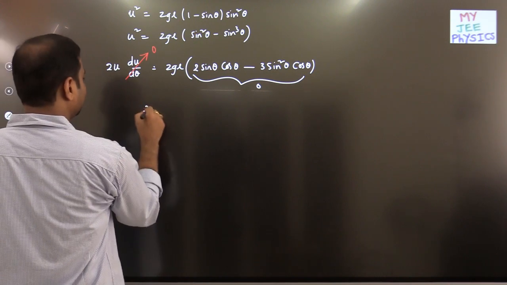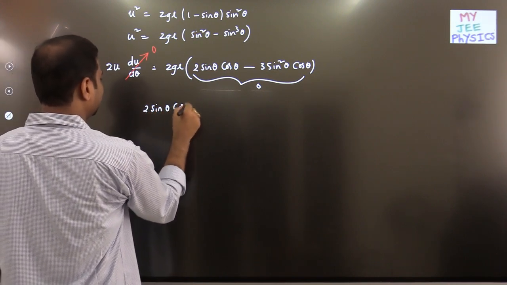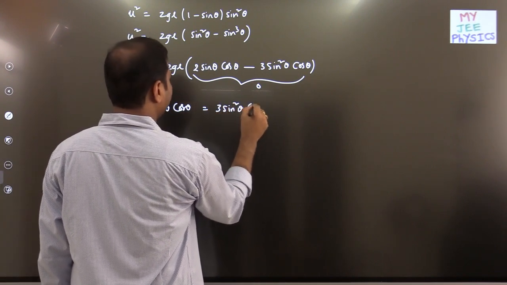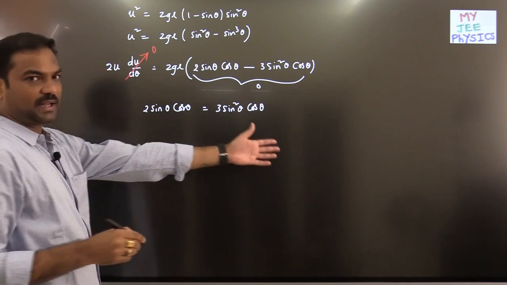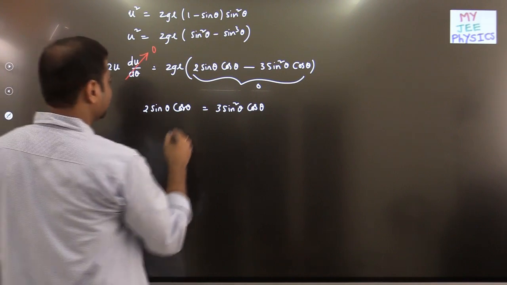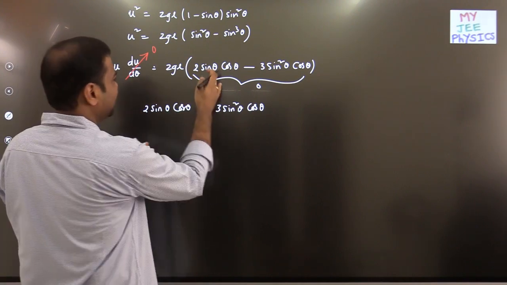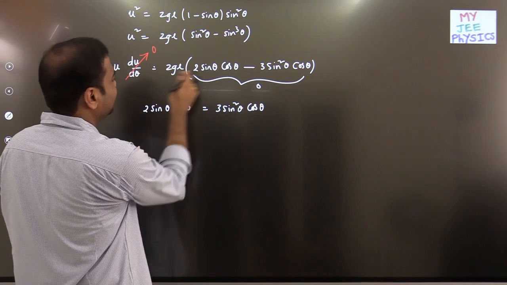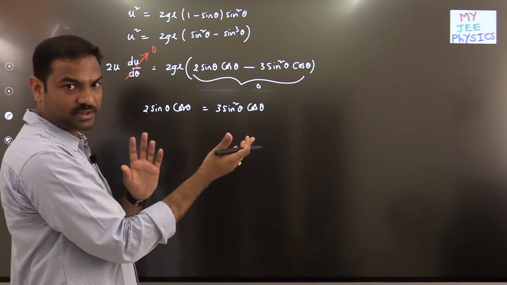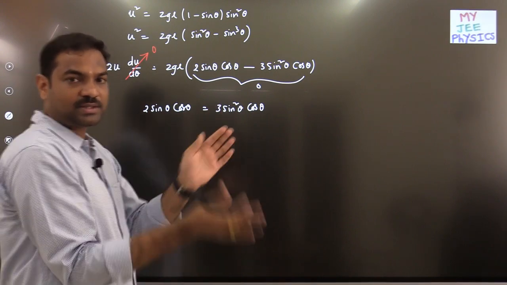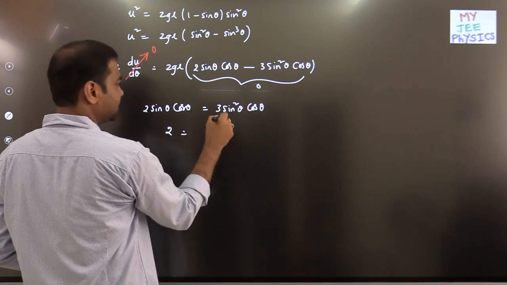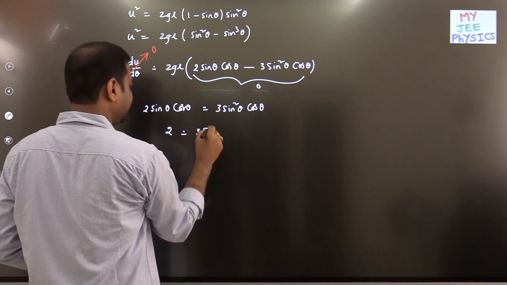So I can write 2 sin theta, you can take it common, you can do any mathematics, I am doing it this way, minus 3 sin square theta into cos theta. We can cancel out because theta is not 0 and not 90, it is in between 0 and 90. Take sin theta cos theta common, then you will get 2 minus 3 sin theta. So sin theta and cos theta cancel out, and 2 is equal to 3 sin theta.